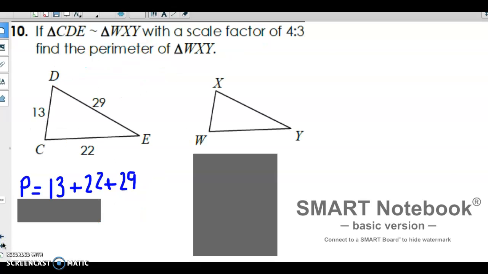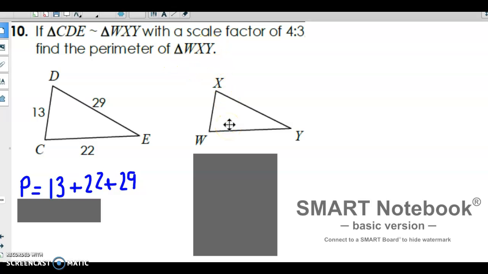All right, the next question. If triangle CDE is similar to triangle WXY with a scale factor of 4 to 3. Remember, that's how you read that colon. That's 4 to 3. Find the perimeter of triangle WXY.